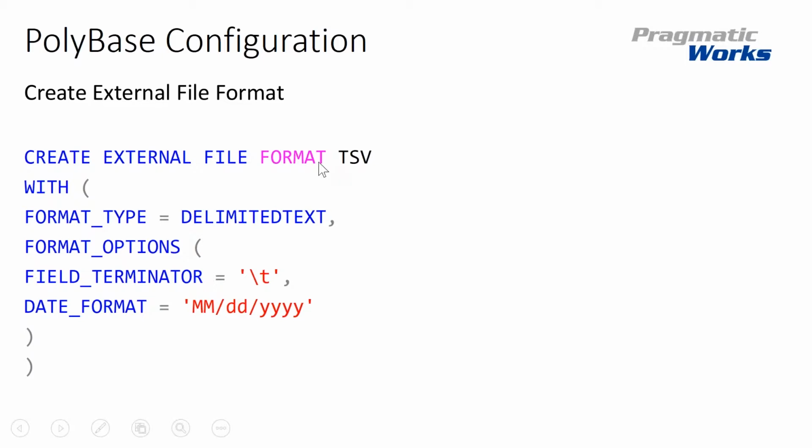And you could have multiple file formats, right? So this is tab separated value. You might have CSV, you might have PSV for pipe separated. You could, you know, have a lot of different variations in there.